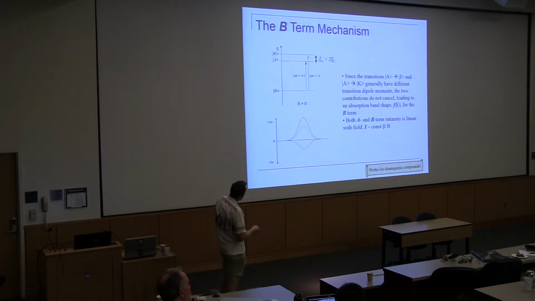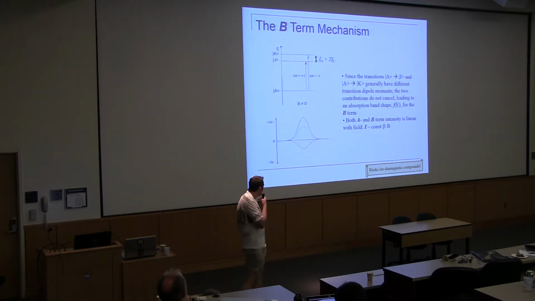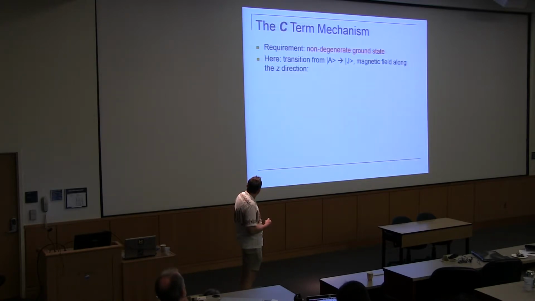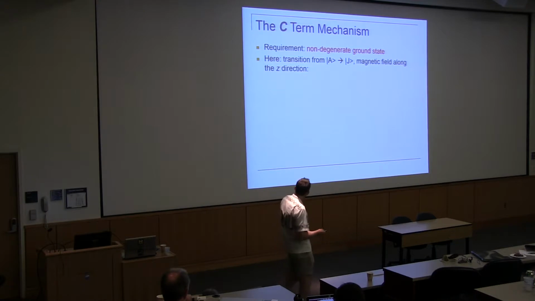So, yeah, this is what this is, and again, as we've seen before, both the A term and the B term are linear with magnetic field. So if you double the magnetic field, you double the intensity, and that is strictly speaking true. The C term is the one where this is not necessarily the case. We will see in a second. So the most interesting term for us is the C term, and the C term requires a non-degenerate ground state.